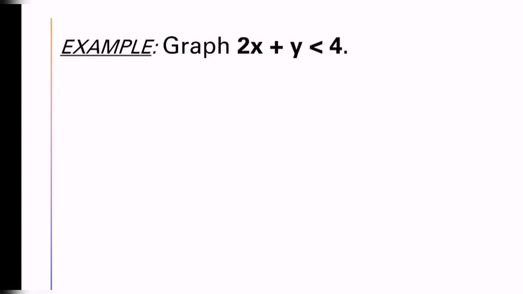Let's try sketching the graph of this example using the steps that we have. Sketch the graph of 2x plus y is less than 4. This is a linear inequality since it has the variables x and y, so those are two variables. And meron kang nakitang symbol na less than. So what's the first step?